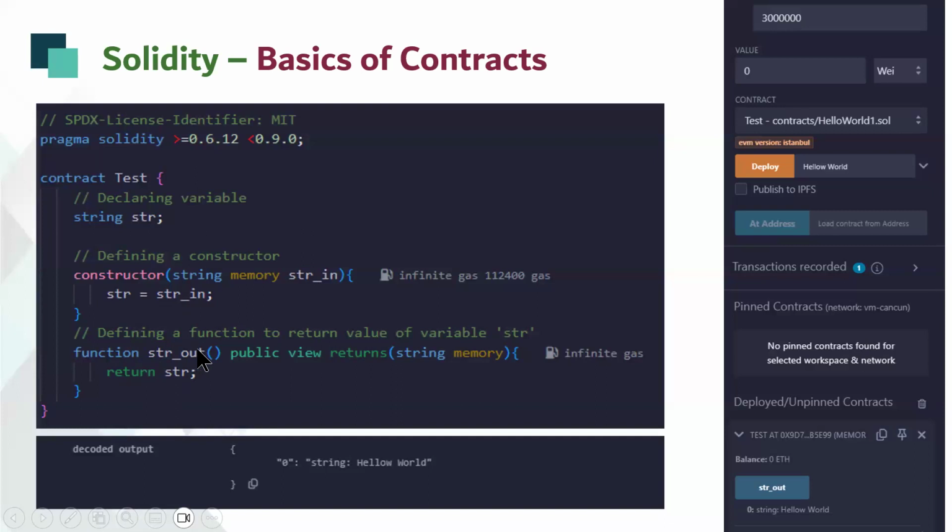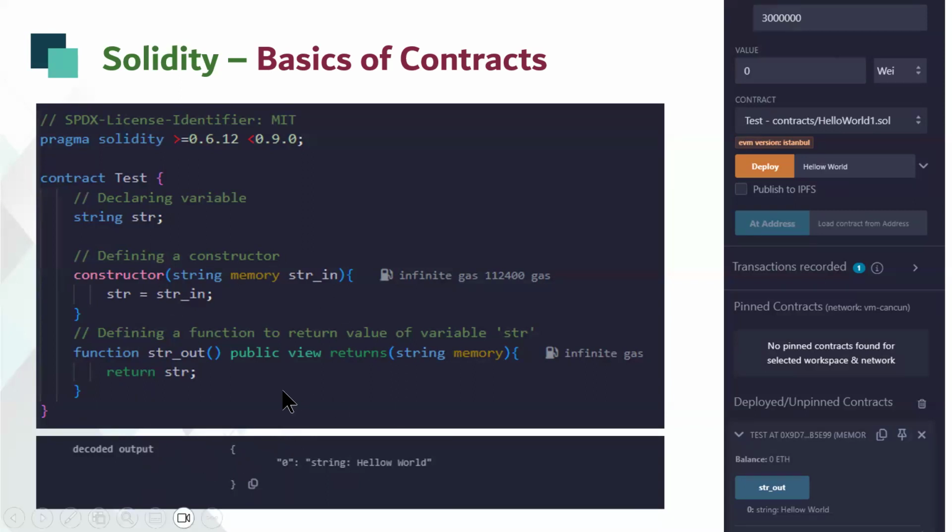About the function str out here, this is a public function named str out. It is defined with the view visibility, and we will talk about it. View visibility modifier means it doesn't modify the contract state, and the function returns a string value. This line simply returns the value of the state variable str when the str out function is called. It allows external entities or other contracts to retrieve the value of str without modifying the contract state.